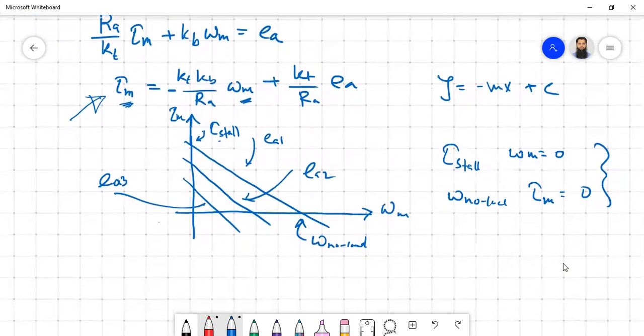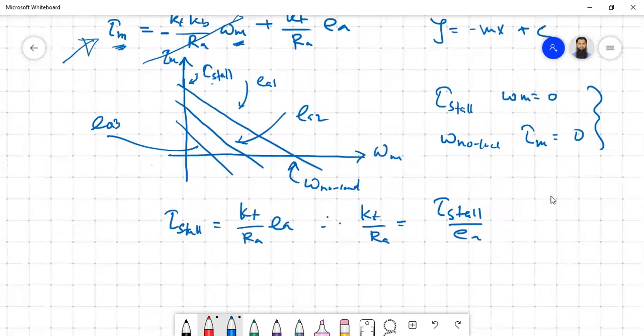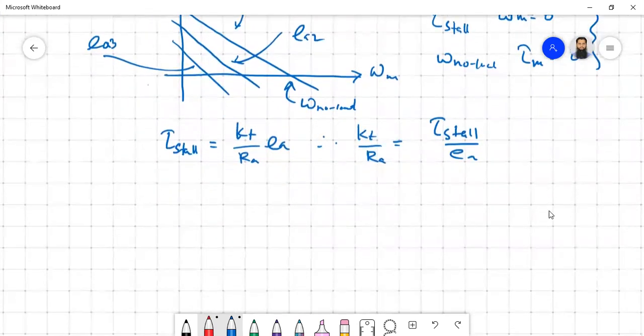So based on this, from this equation, you can easily find the value of tau stall. For tau stall, this parameter will vanish, so what will be left is tau stall equal to KT by RA into EA. But we are actually interested in KT by RA, so tau stall by EA gives us the value of KT by RA.